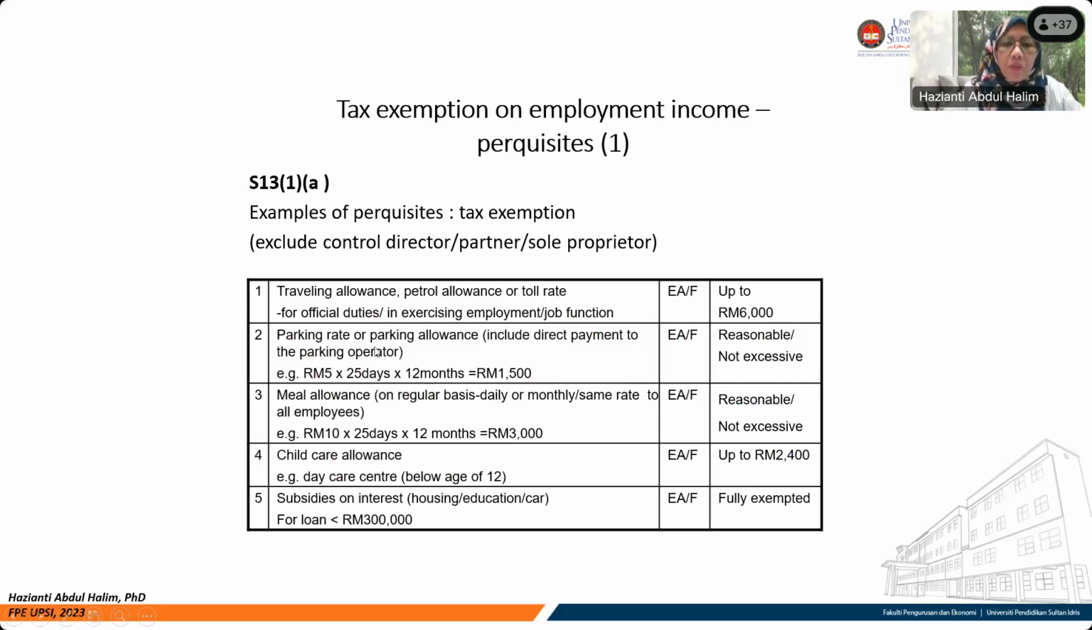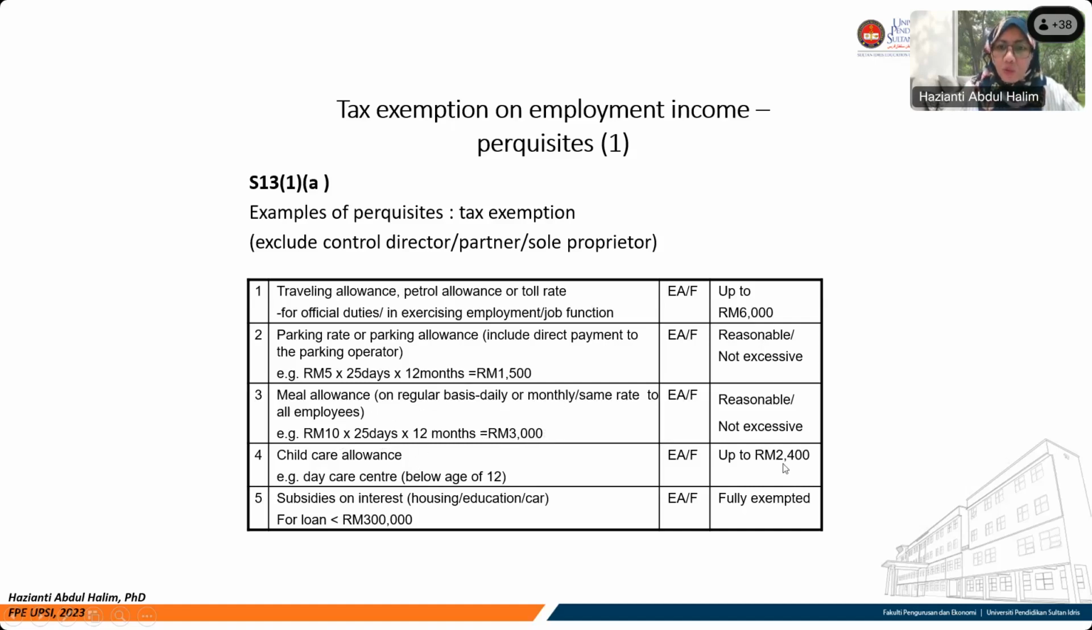Okay, and the parking rate or parking allowance, that is also tax exempted. Don't let the boss say, okay, I will give you parking allowance, and you say I don't want it, because I will have to pay tax. Oh no, parking allowance is exempted. Meal allowance, right? So if the company gives you meal allowance, also exempted. So let's say on a regular basis, daily or monthly, same rate to all employees. They give a meal allowance of RM10 a day, 25 days a month, 12 months, so 3,000. So you will get this amount, around this amount, for exemption.